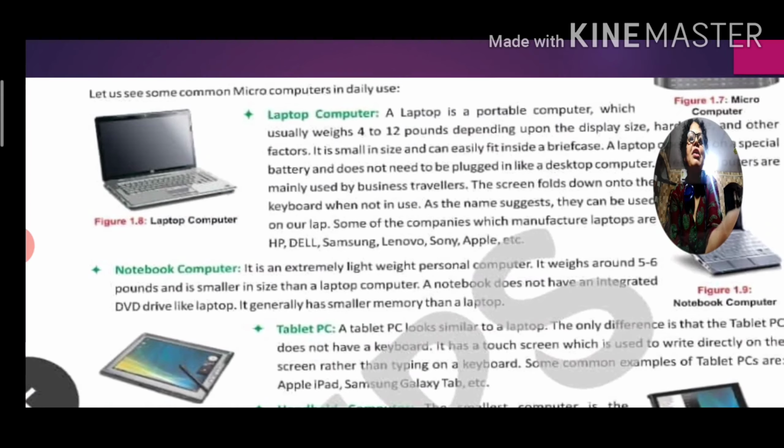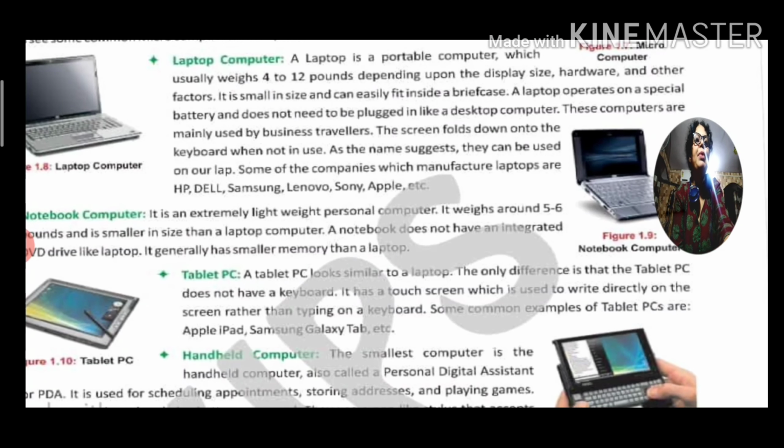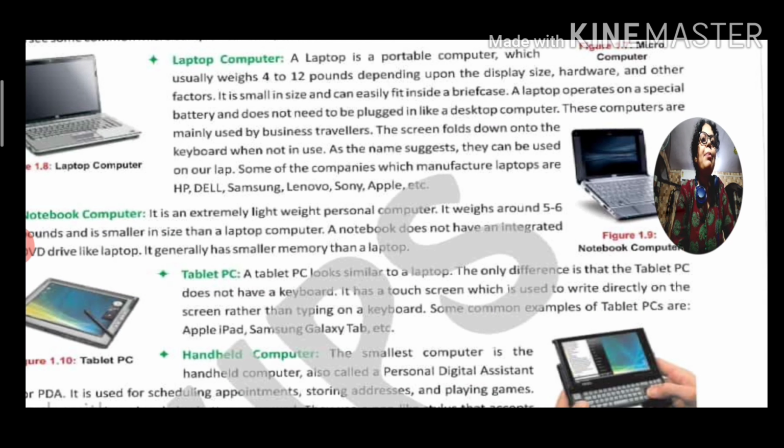Laptop, everyone now, 90% of the people have laptop at their place. So a laptop, you can say it is a portable computer which you can carry anywhere. Its weight is around 4 to 12 pounds depending upon the display, size, hardware and other factors. It is small in size and can easily fit inside a briefcase.